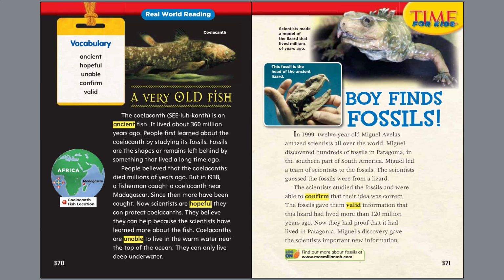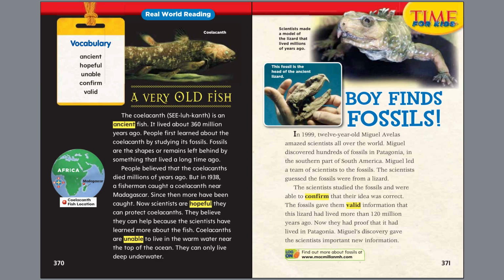The fossils gave them valid information that this lizard had lived more than 120 million years ago. Now they had proof that it had lived in Patagonia. Miguel's discovery gave the scientists important new information. Okay, good job, great job.